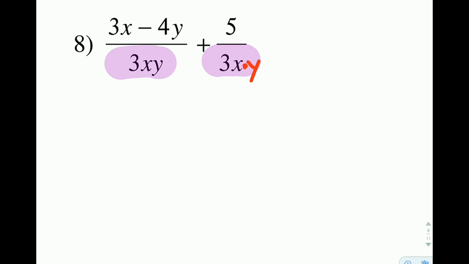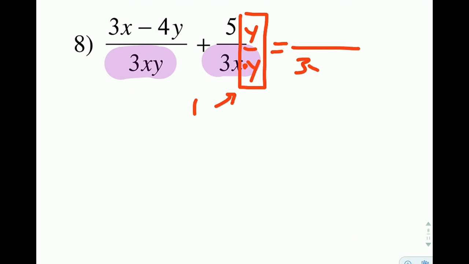Since we're working with expressions, we can't just willy-nilly multiply things wherever we want. We really need to multiply by a clever form of 1, because multiplying by 1 doesn't actually change anything. So if we multiply by y over y, we're really just multiplying by 1, which is okay to do. So that's going to change our numerator and our denominator. And when we do that, we can now write out our new sum of these two.